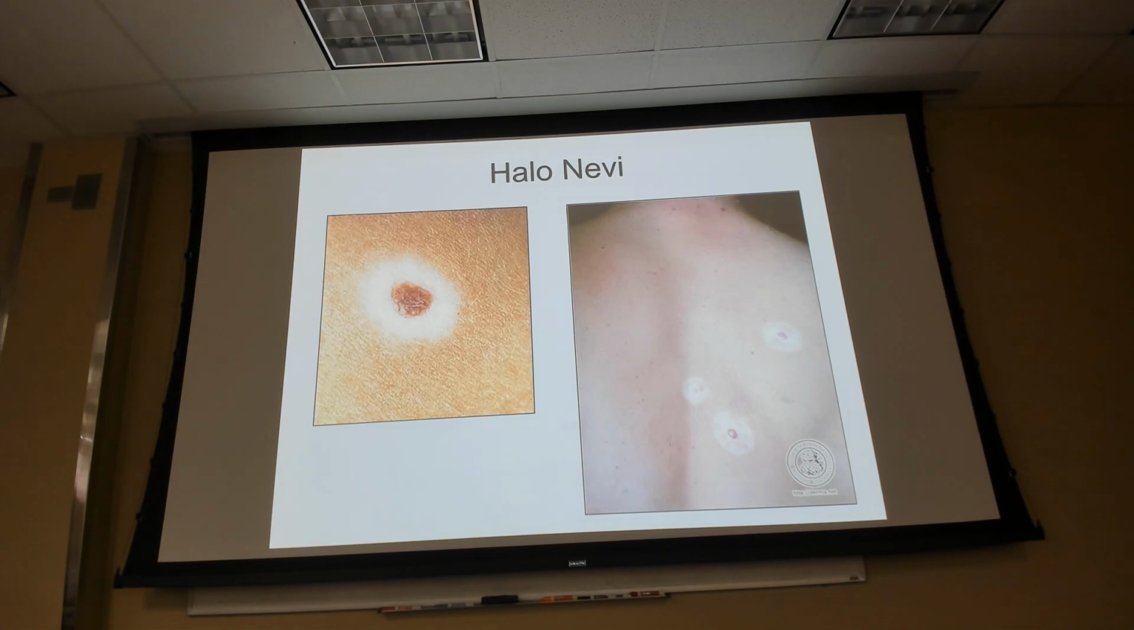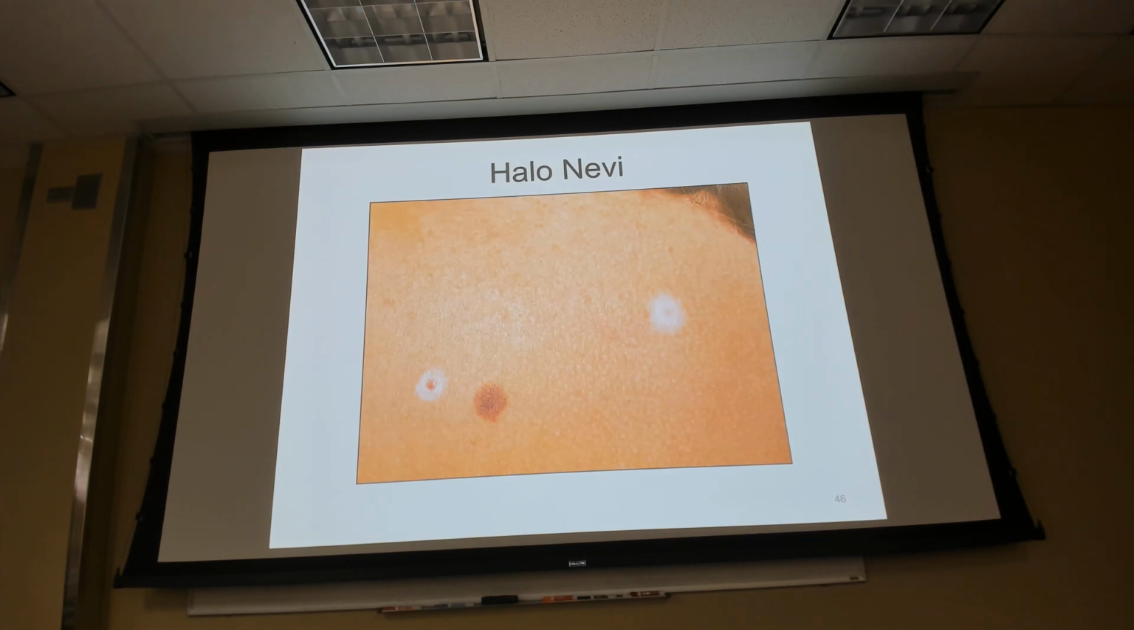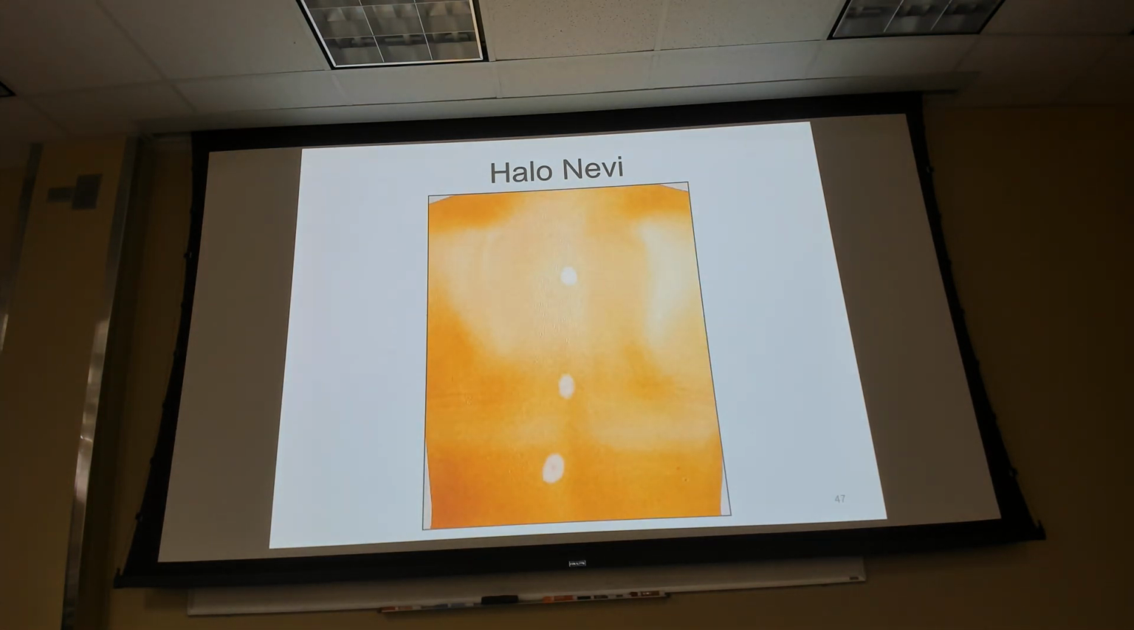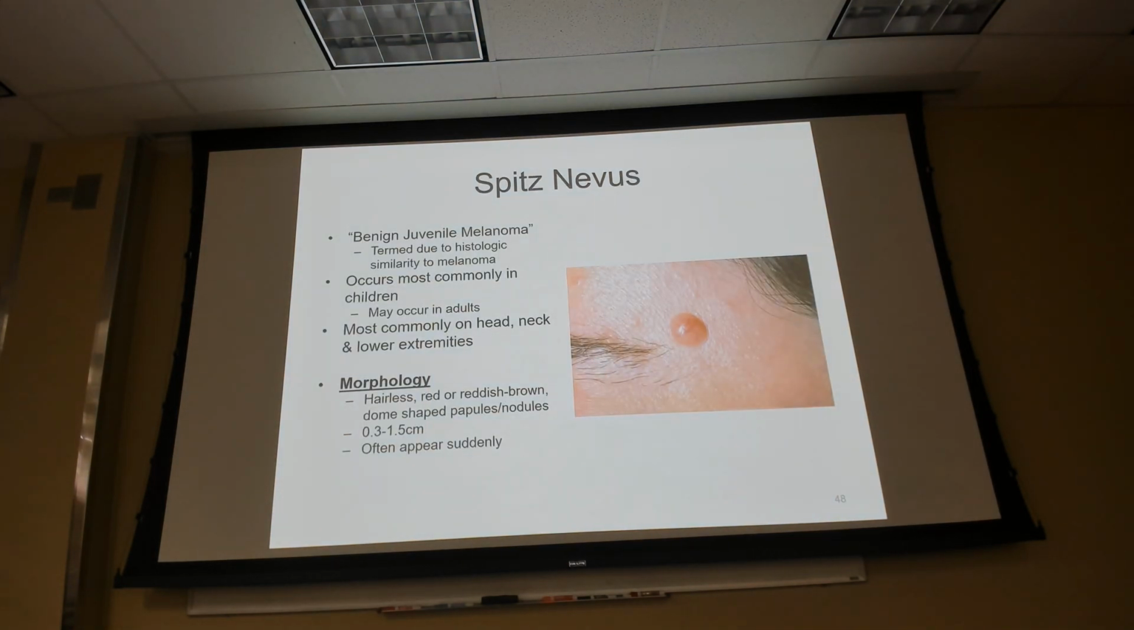Some more of these. So these are what halos look like. Again, it is not vitiligo if it has a mole inside of it in the central aspect. All right, so Spitz, benign juvenile melanoma. So it's there, what is it? And could it be something bad?